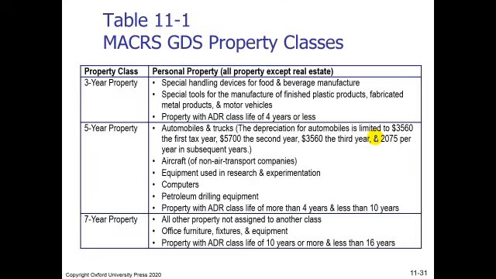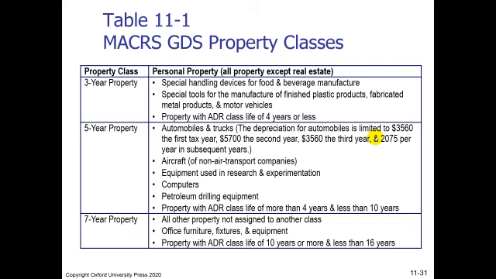So let's see some examples of the different property classes. The shortest property classes, those are things that are devices for food and beverage manufacturing, tools for the manufacture of finished plastic products, metal fabrication, and motor vehicles. This is not the vehicle itself, but just the actual special tools that are used in the manufacturing there.